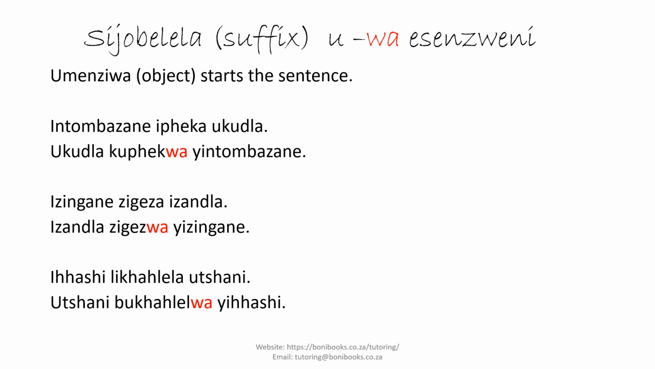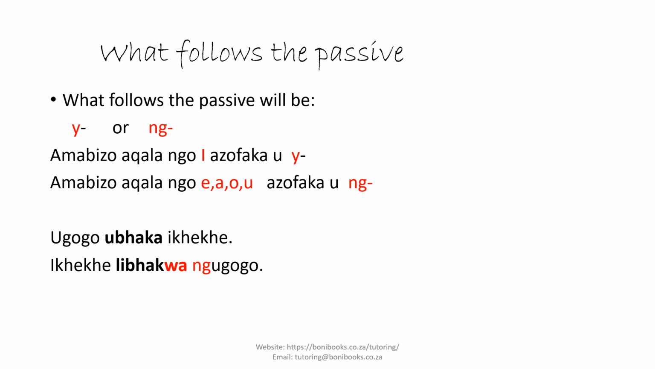The first one says the girl cooks food. Okay, eyesibili izingane zigeza izandla. Then we say izandla zigezwa yizingane. Ihashi likhahlela utshani. Utshani bukhahlelwa yihashi. So what I want you to notice is that after impambosi yokwenziwa, after the passive wa, the noun that is going to follow will either take yi or ng. Izandla zigezwa yizingane, bukhahlelwa yihashi, kuphekwa yintombazane. But how do we know what to put, whether it's a yi or what? Let's see now after the passive. You have to look at the noun that comes after the passive.